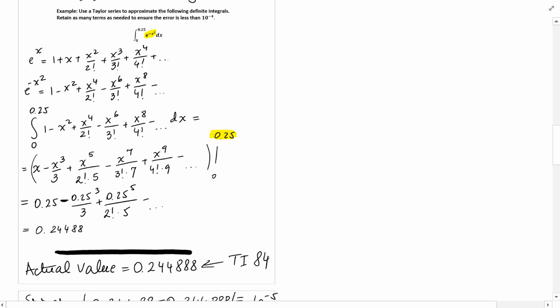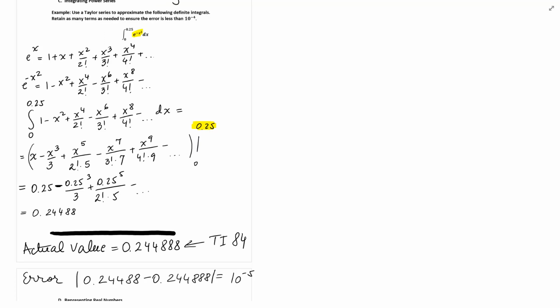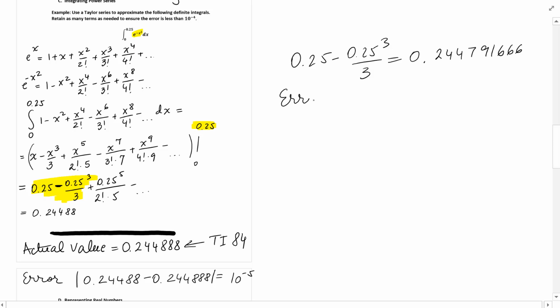So to ensure the error is less than 10 to the negative 4, how many terms should we retain? Well, we retain 3 terms. So if I want the error to be less than 10 to the negative 4, let's try just the first 2 terms and see what we get. So we get 0.25 minus 0.25 to the 3rd over 3. This is 0.244791666.